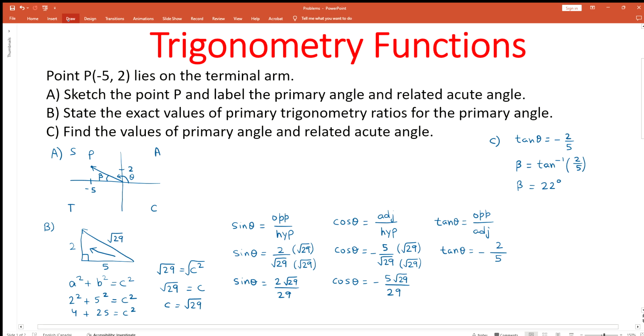Now we can find the value of the primary angle theta. We should subtract 22 degrees from 180 degrees because theta lies in quadrant 2. I get 158 degrees. This should be the primary angle for the given point P. So these are the steps you have to keep in mind to solve a problem like this one.